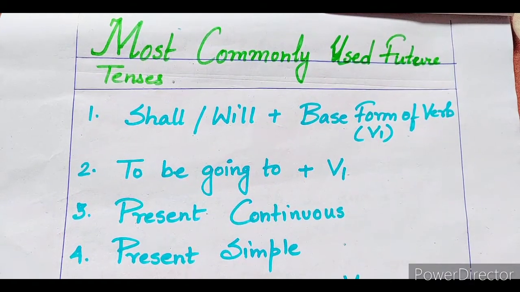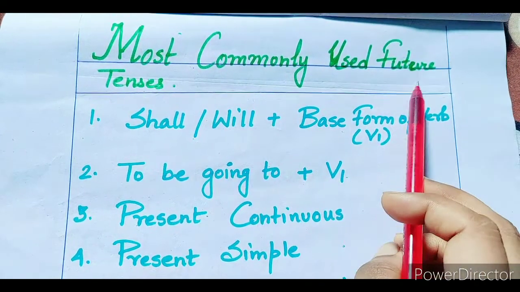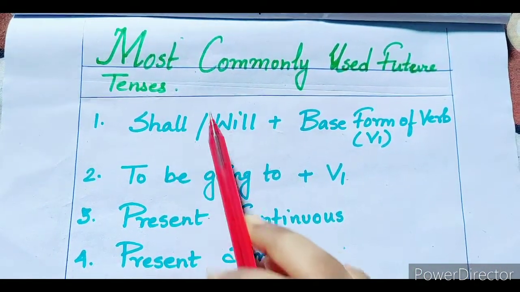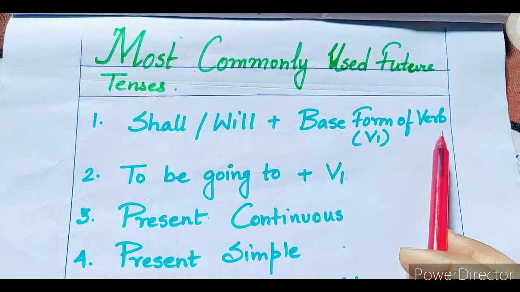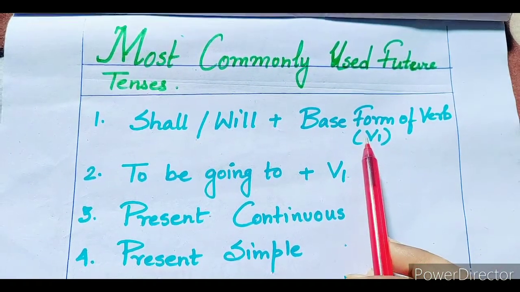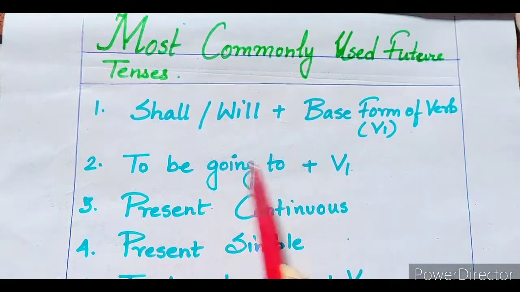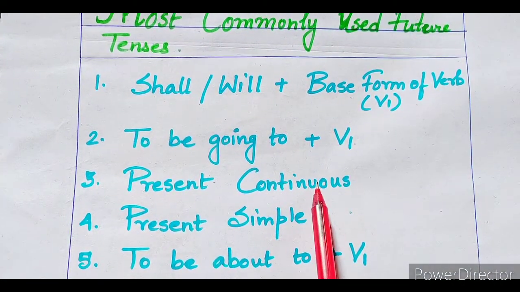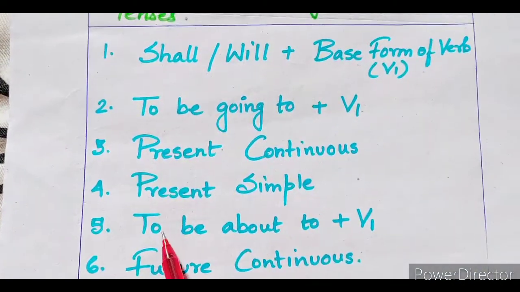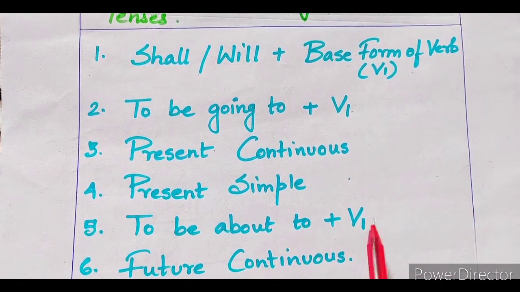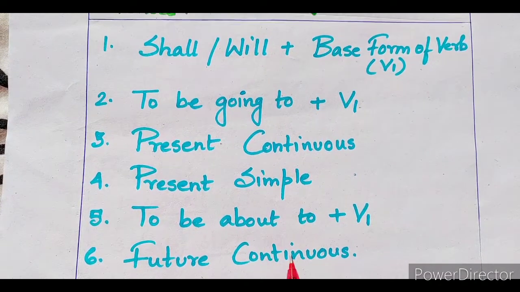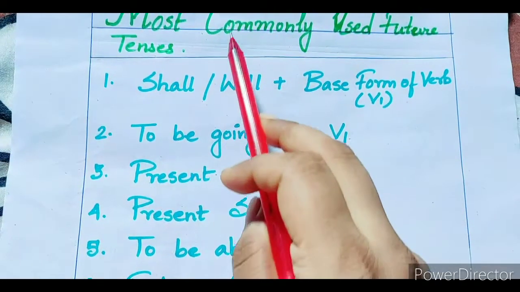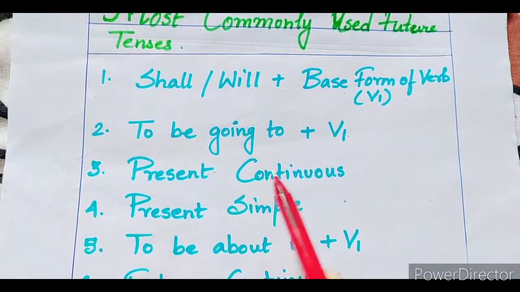So children, the most commonly used future tenses are shall or will plus the base form of the verb. Now we know it as verb form 1. To be, going to plus the verb form 1, then comes the present continuous tense, then simple present tense, to be, about to plus the verb form 1 and the future continuous tense. Now we shall discuss all these one by one.